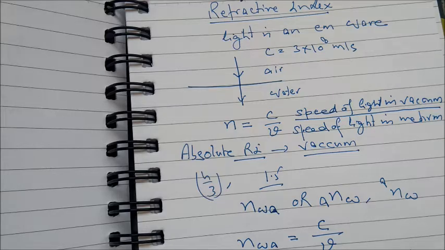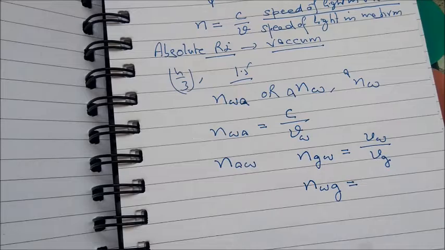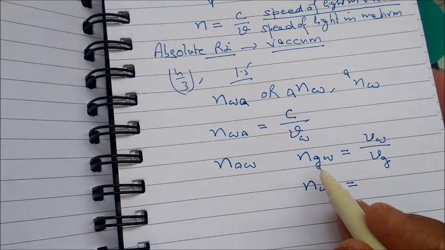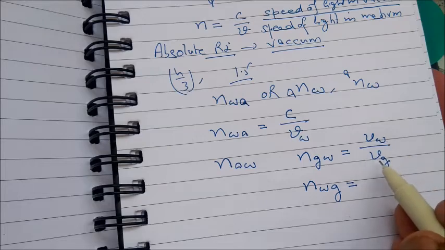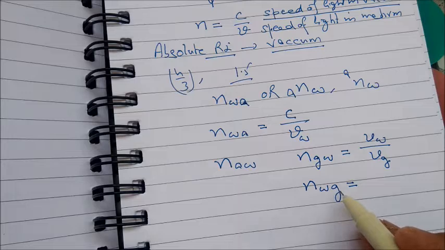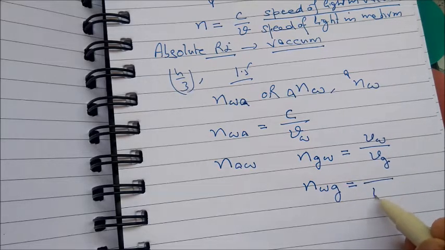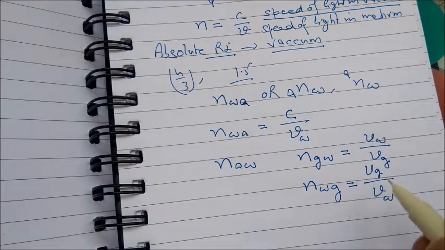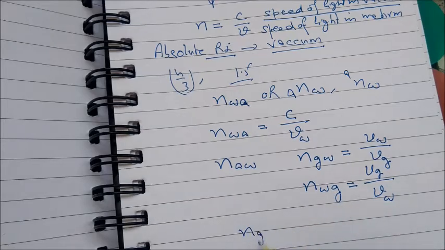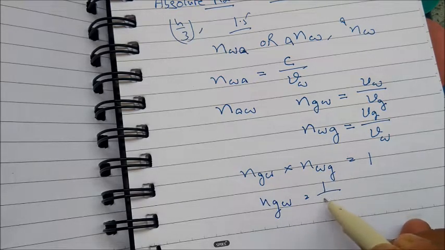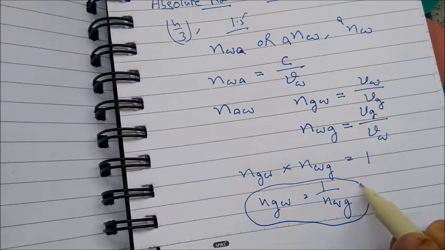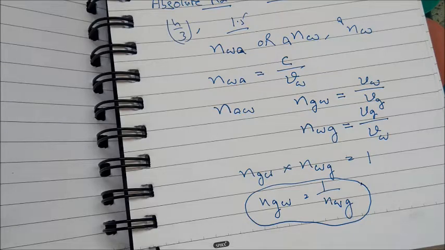And refractive index of water with respect to glass, how can we write it? Refractive index of glass with respect to water is velocity in water upon velocity in glass. Water with respect to glass will be velocity in glass upon velocity in water. If I multiply these two, refractive index of glass with respect to water and refractive index of water with respect to glass, it is 1. So refractive index of glass with respect to water is the reciprocal of this. This is how we represent it.